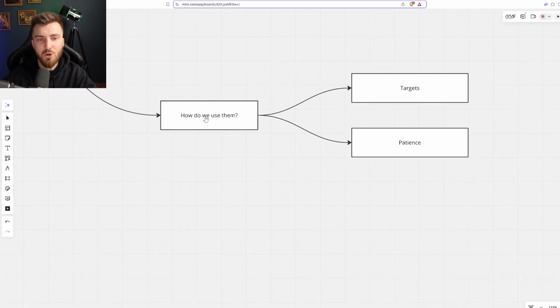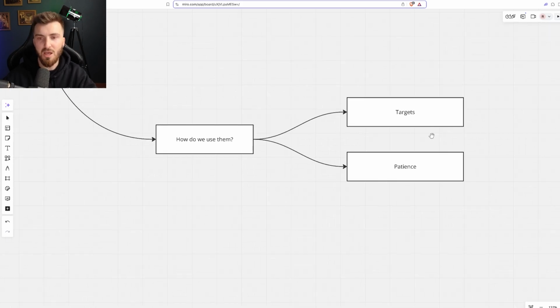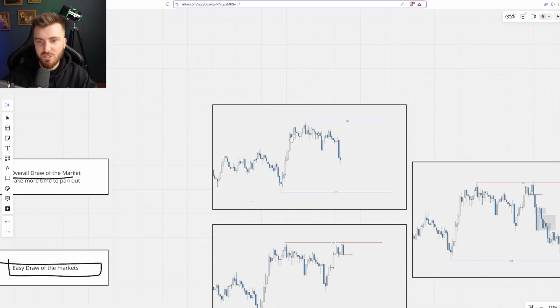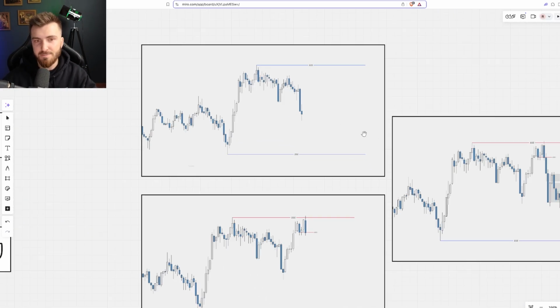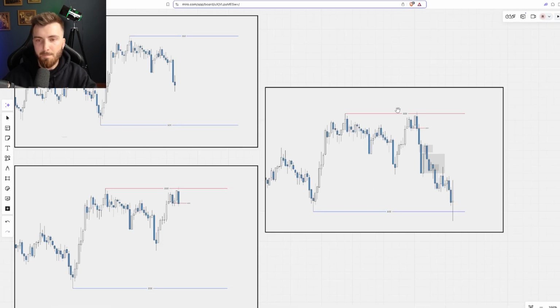Now, how are we going to use all of this? We are going to use all of this for targets and for patience, because while liquidity is not taken, very, very likely it's not a high probability scenario to trade from. But then also targets, because as we saw right here, if your daily bias is bearish and we've just swept bullish liquidity, meaning all of the buy stops here were triggered, so all of the stop losses that were up here were triggered.